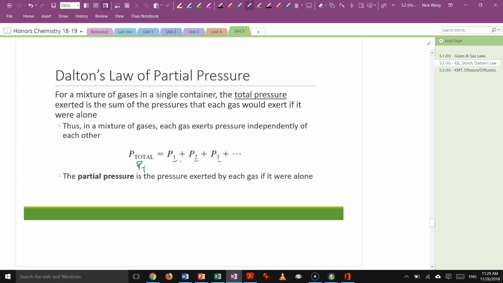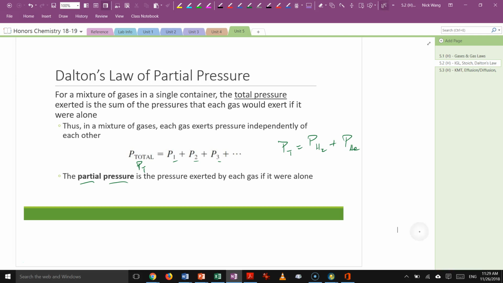So if you have P of H2 and so on and so forth, like we saw in the previous one, I'm going to also write it like this: P of H2 plus P of He to get the total pressure. This next term right here is the partial pressure. This is also a little confusing at first, but the partial pressure really just refers to the pressure of a part of the gases, specifically related to a single substance.